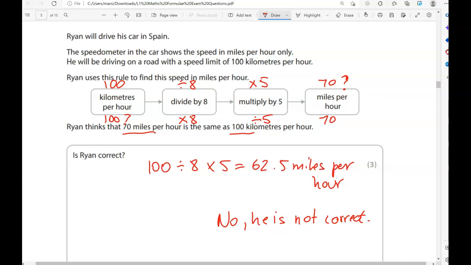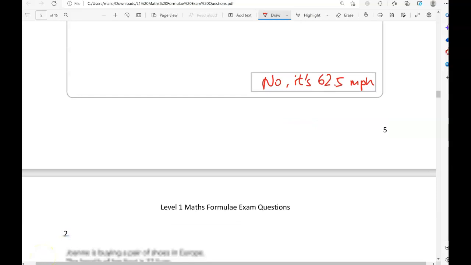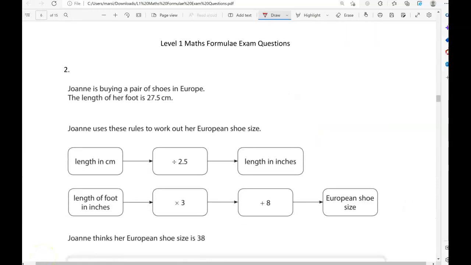If you use the other method, then you do with the calculator 70 divided by 5 times 8, and that wouldn't be 100, so same thing, you'd say no, he's not correct, and show the working out. Right, so no, it's 62.5 miles per hour. It's very important we write the final answer in the box provided.